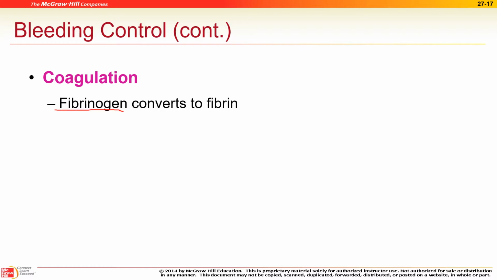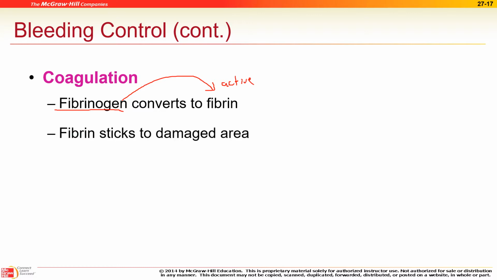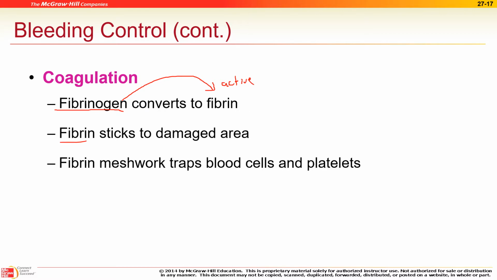So, inactive form, because we don't want this stuff making clots spontaneously. So we have to turn it to its active form. So it's activated once it's exposed to something outside of the blood vessel. Sticks to the damaged area because now they're turned on, and then it traps the blood cells and platelets.